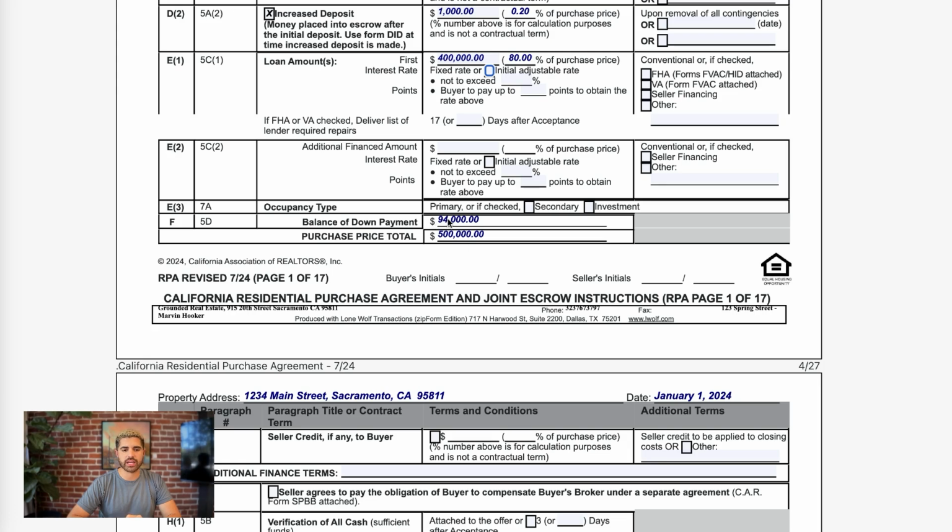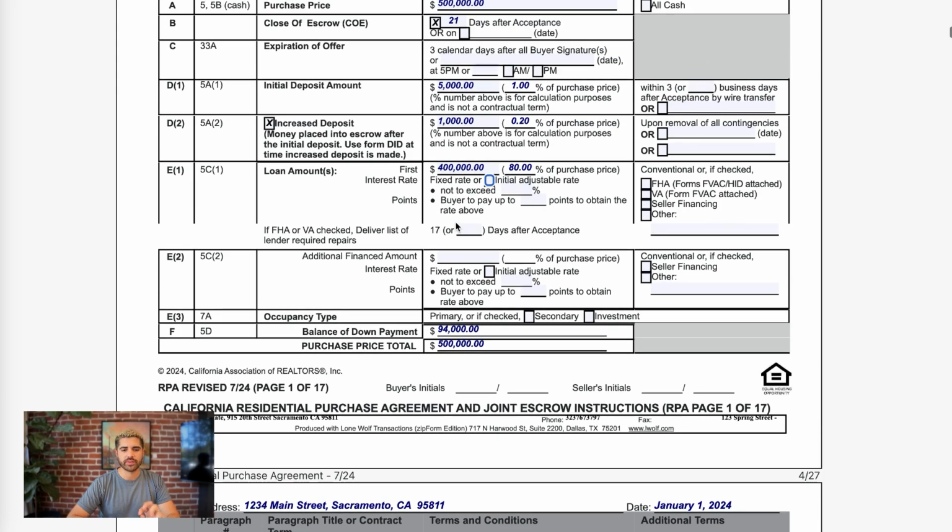So down here, it'll do the calculation of how much is owed, and that's automatic. So you've already put 5,000 plus 1,000 is 6 out of 500,000. So you would only owe $94,000 when we get to the close of escrow. If you're doing any kind of jumbo loan or anything, we might have to do an additional finance amount, but that would be case specific. So I'll dig in deeper if that is your scenario when we meet.